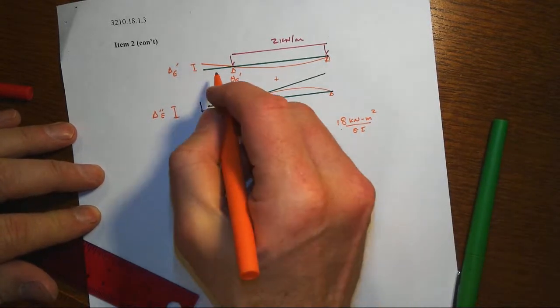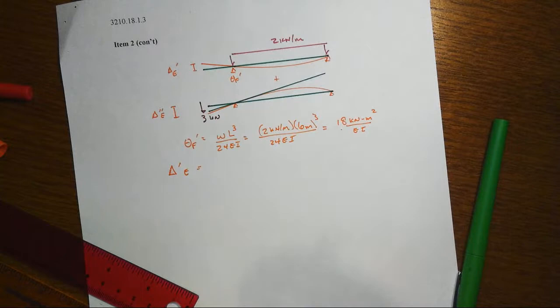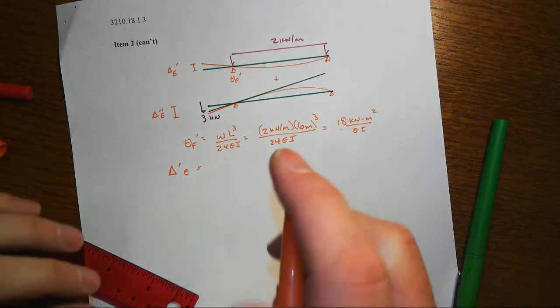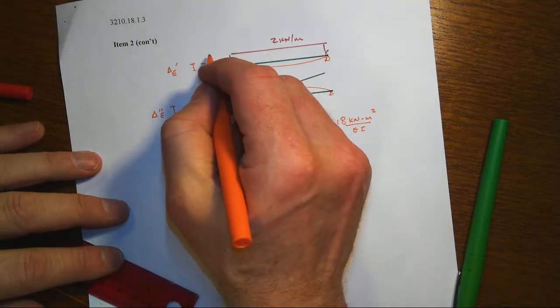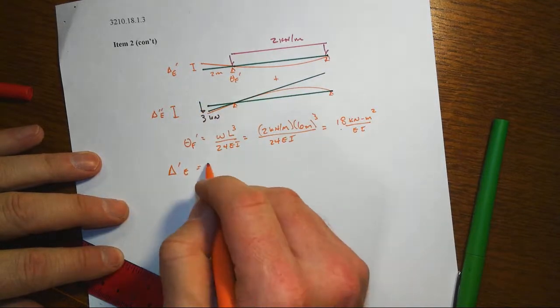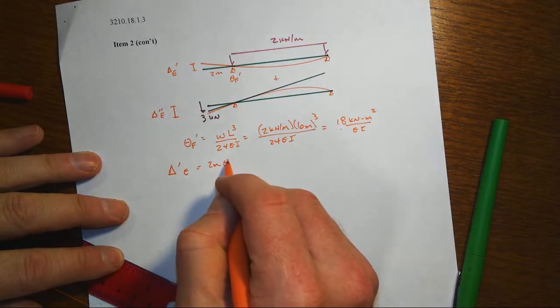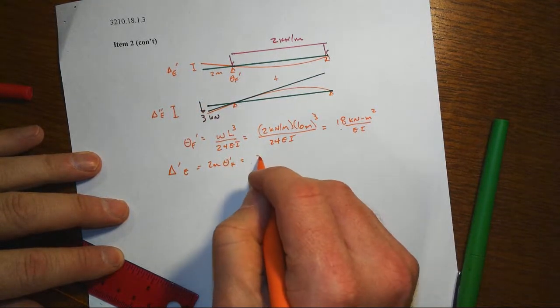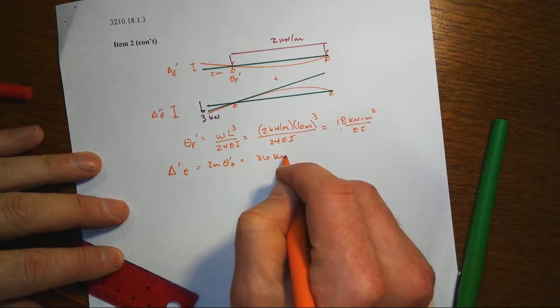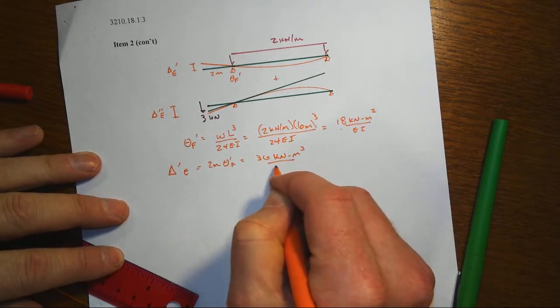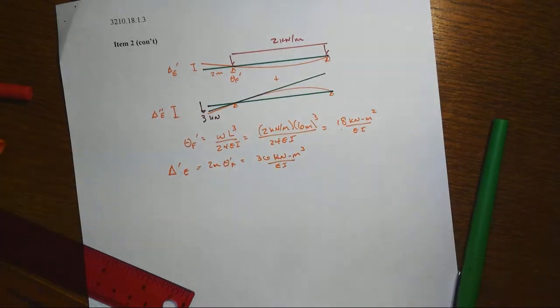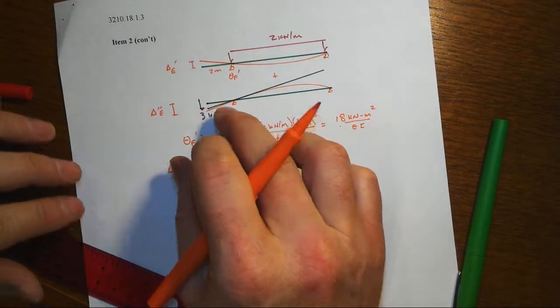And delta prime E then will be this distance, which was 2 meters times theta prime F, so that's going to be 36 kilonewton meter cubed over EI. That's how much that part goes up. Now, how are we going to find this little part?